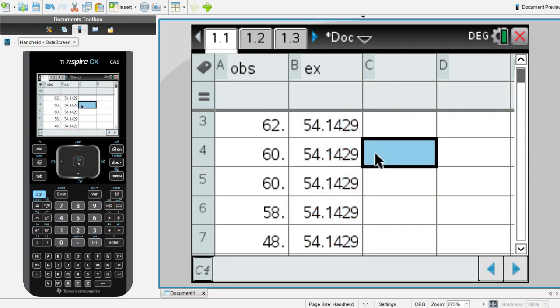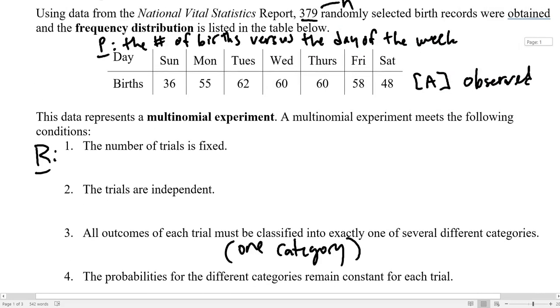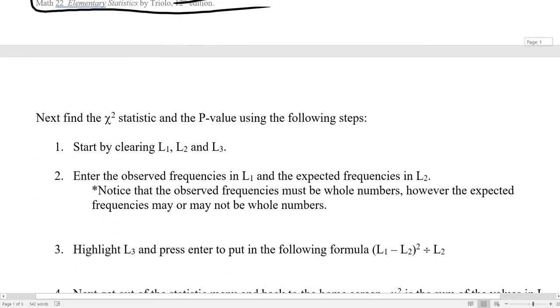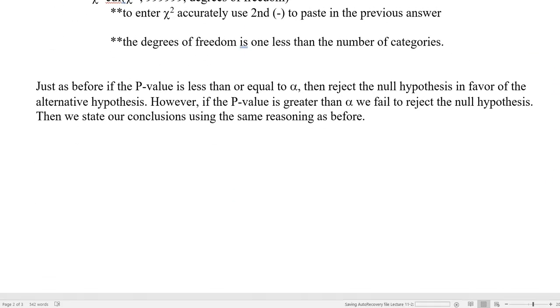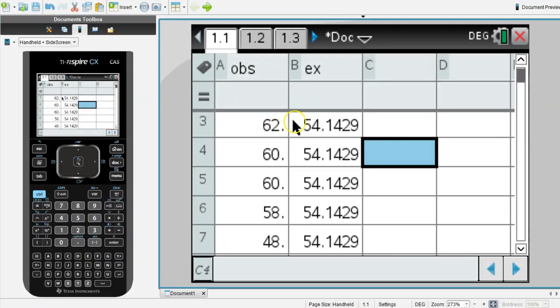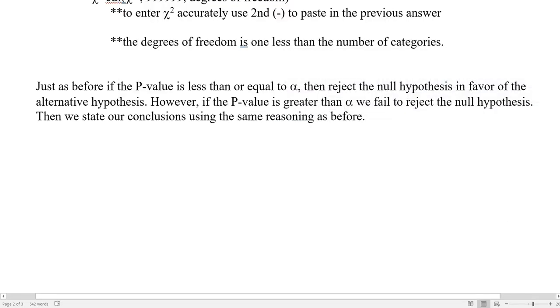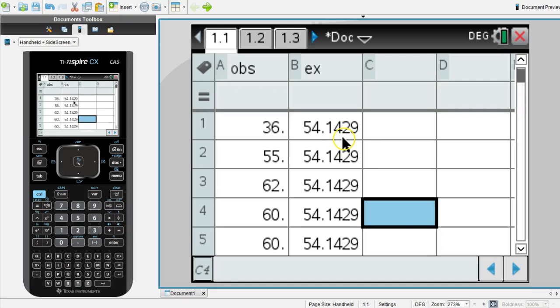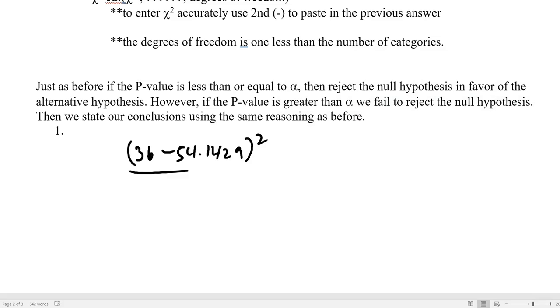So we can take each of these. To get the chi-squared, we're literally going to take every single one of these observed values, 36, 55, 62, and subtract the expected. So let me see if I got some space here, okay? So I'm going to do this right here. So our first observed value was 36, 55, 62. So 36 minus what was expected, the 54.1429, squared, divided by the expected.